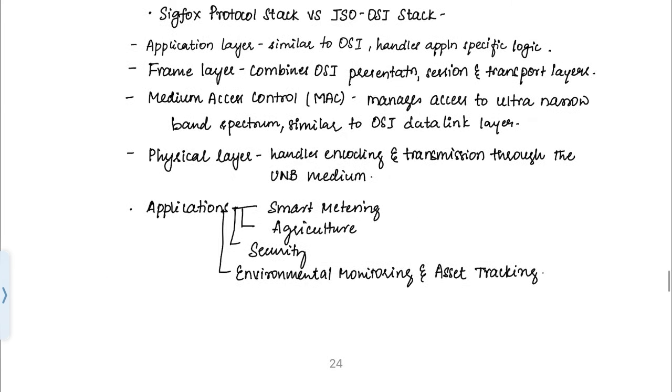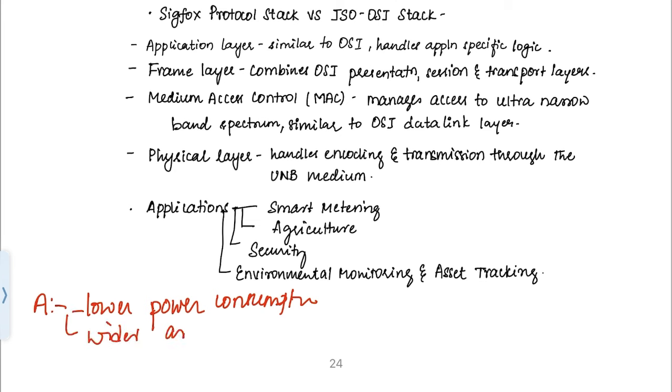Speaking of the advantages and disadvantages here, let me write it down. In the advantages, first one we have is low power consumption, and second one we have is wider area coverage. Third one is resilience, that is, it is very effective in noisy environments and resistant to interference. And scalability, it is ideal for dense IoT deployments.